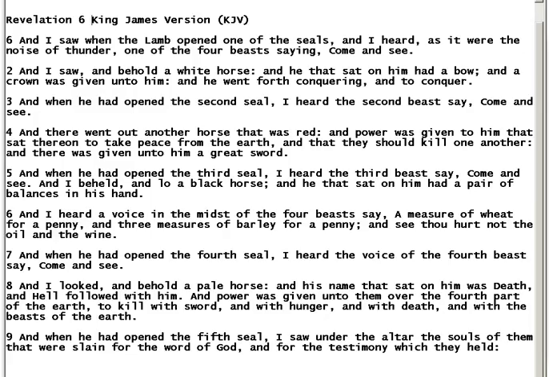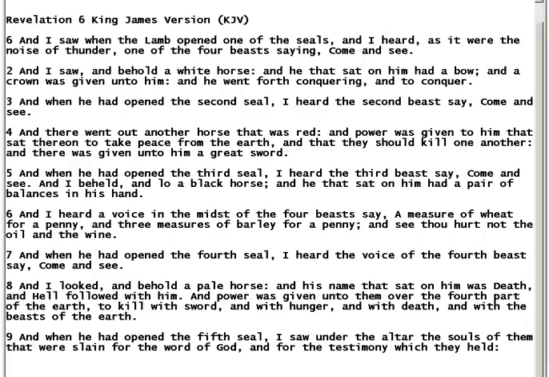Revelation 6:1, "And I saw when the Lamb opened one of the seals, and I heard, as it were, the noise of thunder, one of the four beasts saying, 'Come and see.' And I saw, and behold, a white horse, and he that sat on him had a bow, and a crown was given unto him, and he went forth conquering and to conquer." Now stop. Notice how Revelation 6:1 and 2 is speaking about the same thing as Matthew 24, verses 4 and 5.